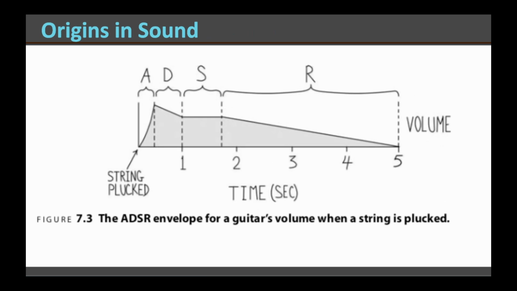This is what the envelope for guitar looks like. String plucked, got the attack, that decays a little bit, then we have sustain, then a slow release where all the volume goes out of the guitar.